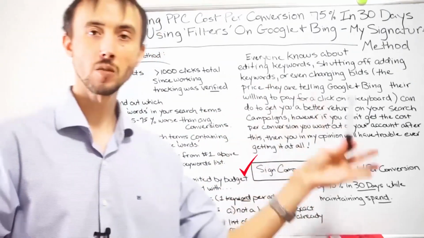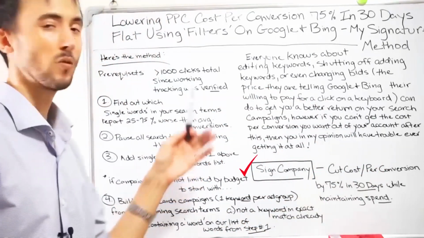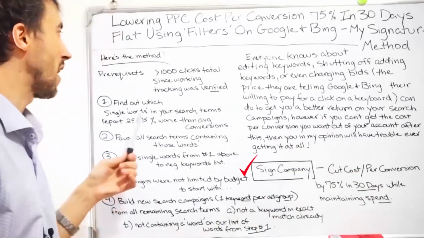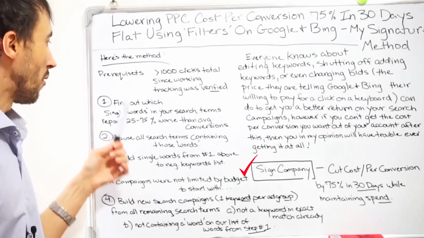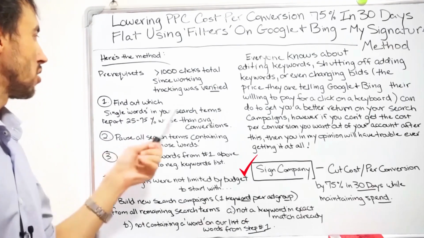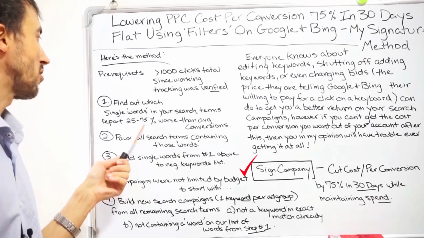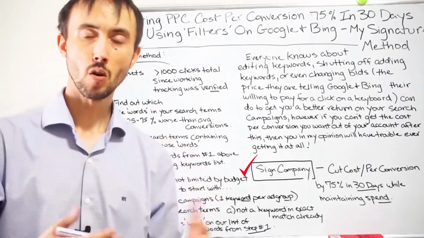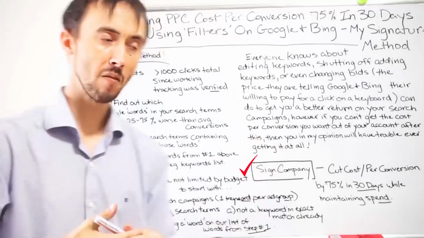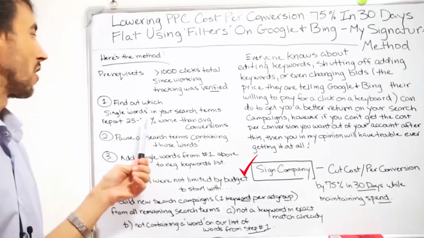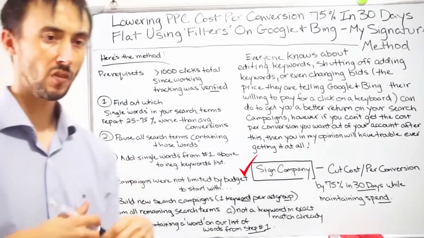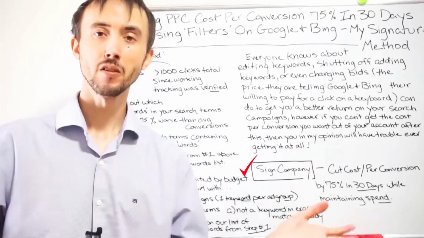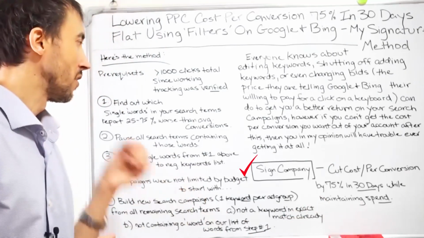Now you don't have your number yet. You use this, at least on your search campaigns here, to get your cost per lead down the rest of the way. Number one, find out which single words in your search terms report are 25 to 75% worse than the average cost per conversion or cost per sale or cost per lead, whatever type of business you have, than the rest. So in other words, you get in, you've had 3,000 clicks overall from all your search campaigns, okay?